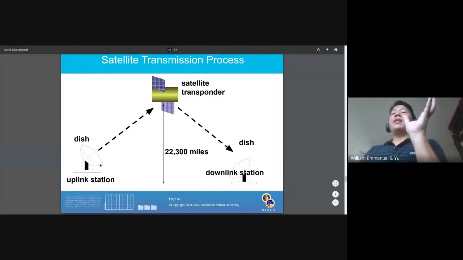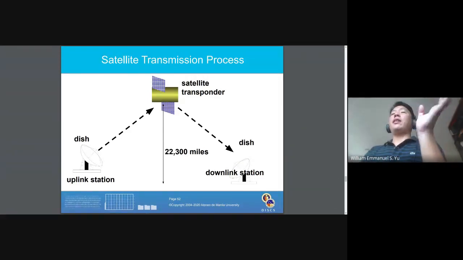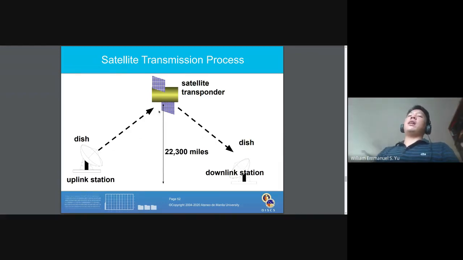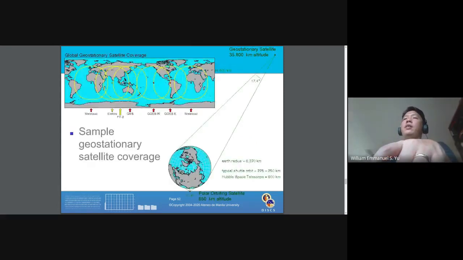So this is what it would normally look like. You have an uplink station, like a TV station, for example, direct-to-home TV signal. You send the signal up to the satellite, and the satellite can send it back to a downlink station, which is your satellite dish to your TV, or the cable TV provider's satellite so that you can share it with the cable TV subscribers. So this is generally how satellite works. Signal up, signal down. But since the satellite is far away in space, it can send the signal to a really large geographical area on Earth.